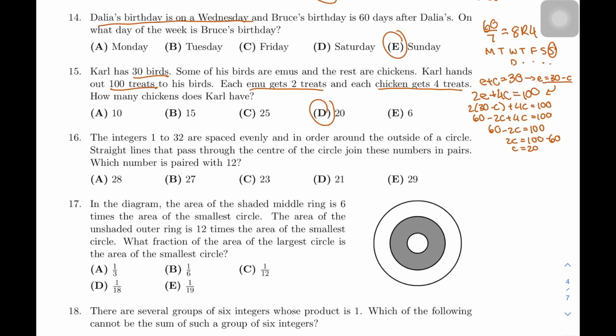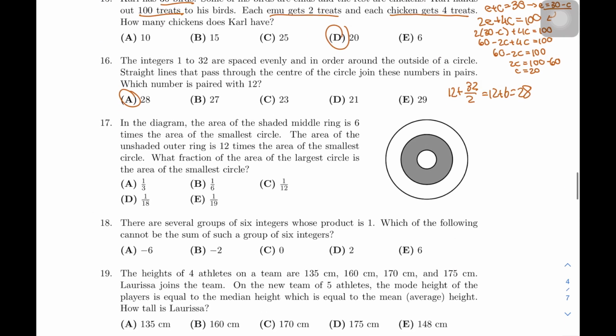16. The integers 1 to 32 are spaced evenly in an order around the outside of a circle. Straight lines that pass through the center of the circle join these numbers in pairs. Which number is paired with 12? So I'm going to do 12 plus, and since we know that these paired numbers are directly across from each other, I'm going to do 32 divided by 2. That gives me 12 plus 16, which equals 28. Therefore, A is the correct answer.